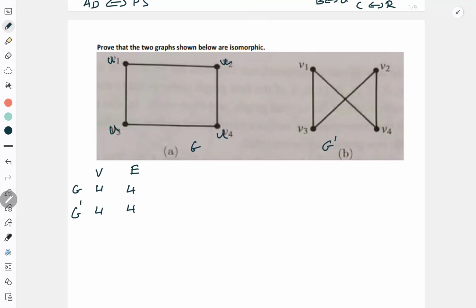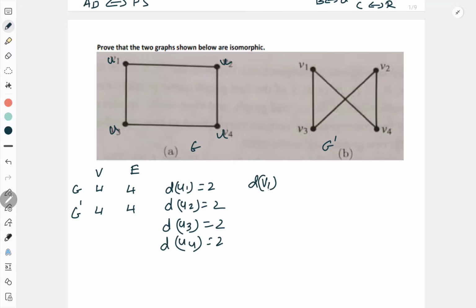Okay. Now I will do the degree count. So when I talk about G, I can say that the degree of U1 is 2, degree of U2 is 2, degree of U3 is 2 and degree of U4 is 2. Correct? If I go here, degree of V1 is 2, degree of V2 is 2, degree of V3 is 2 and degree of V4 is also 2. So definitely I have no issues in case of degrees. Degree is also preserved. Now the only thing I need to search is the image, right?